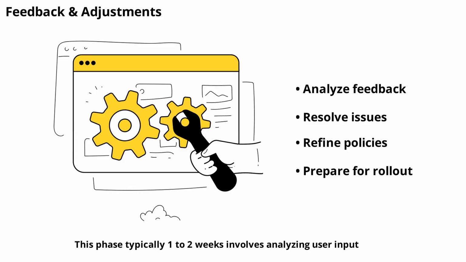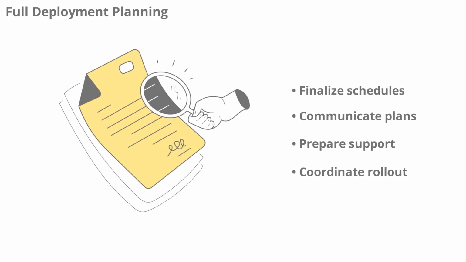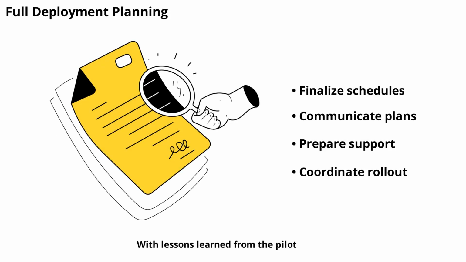This phase, typically 1 to 2 weeks, involves analyzing user input, resolving technical issues, and refining policies or configurations. Addressing feedback early ensures a smoother experience when you scale up to the full deployment. With lessons learned from the pilot, you can now plan your full deployment.